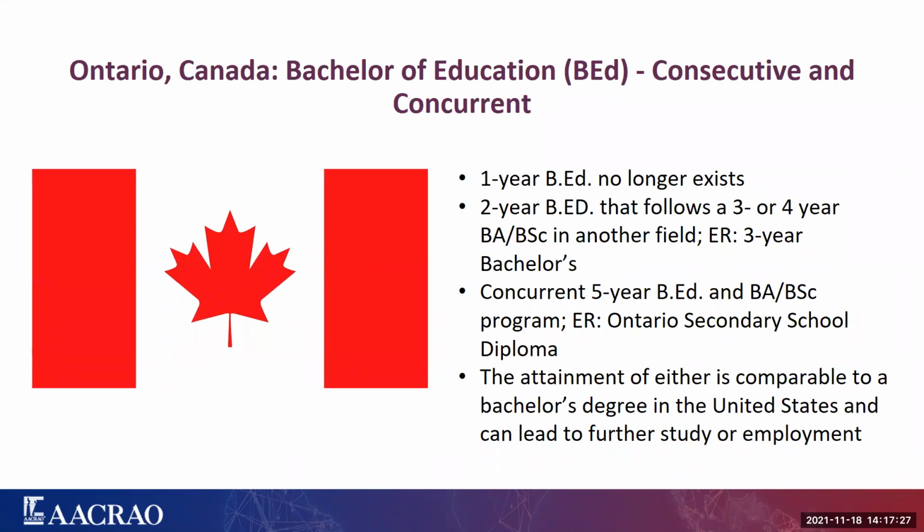So again, this is a Bachelor of Education. It prepares individuals to teach, whether at the primary junior level, junior intermediate level, or intermediate senior level. The only difference is that students can study this concurrently with their Bachelor of Arts or Bachelor of Science degree program, and together it may take them between 5 to 6 years. The credential advice for the Bachelor of Education concurrent is also that of a bachelor's degree in the United States.